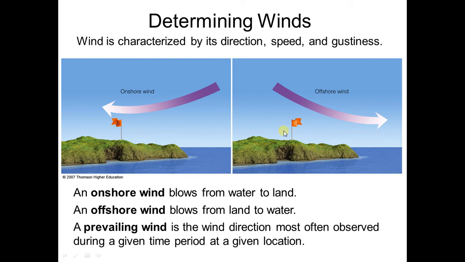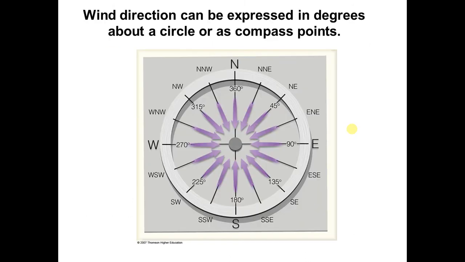Because the air is coming from warmer inland areas. A prevailing wind is the wind direction most often observed during a given time period at a given location. Generally, for San Jose, it's from the northwest. Wind direction can be expressed in degrees about a circle or as compass points.